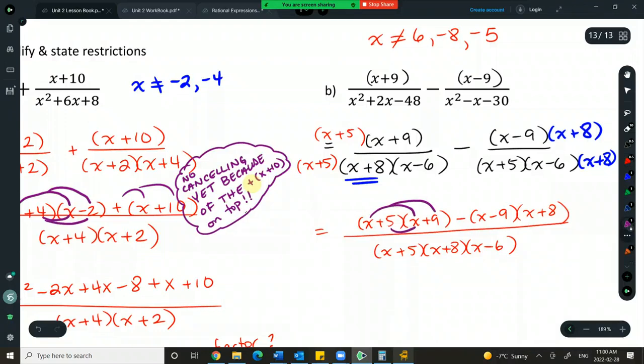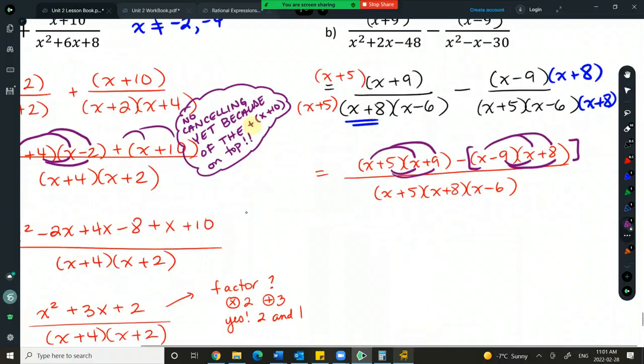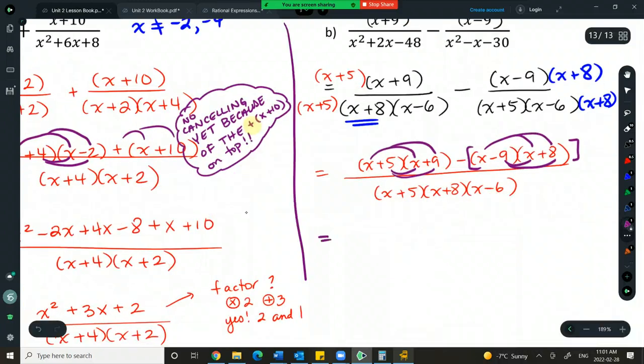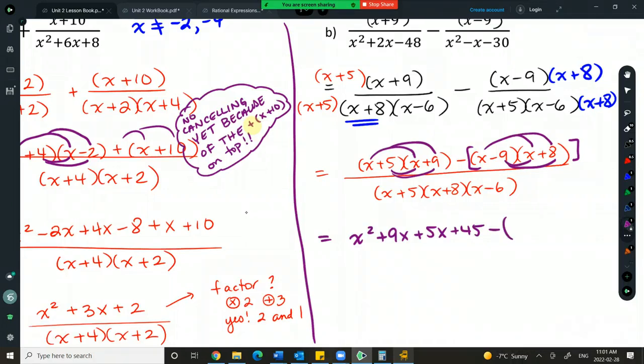The big difference between addition and subtraction is that when I FOIL this second bracket, I'm actually going to leave this in brackets because the negative will apply to every single term in that expansion. So that's a big difference between addition and subtraction. So we're getting x squared plus 9x plus 5x plus 45 minus, and then I'm going to keep brackets for this one. Again, key difference between addition and subtraction. And then I'm going to get x squared plus 8x minus 9x minus 72.